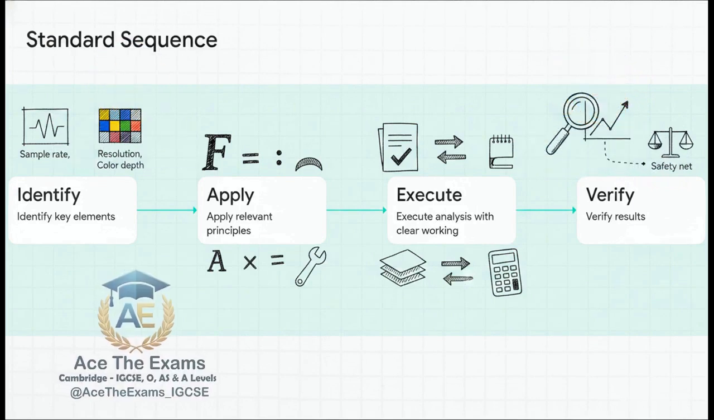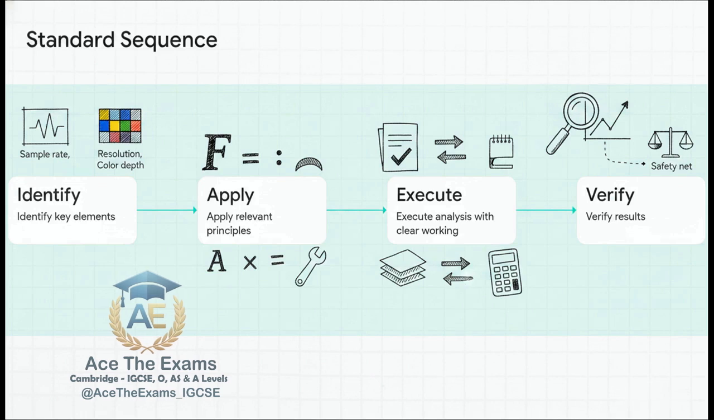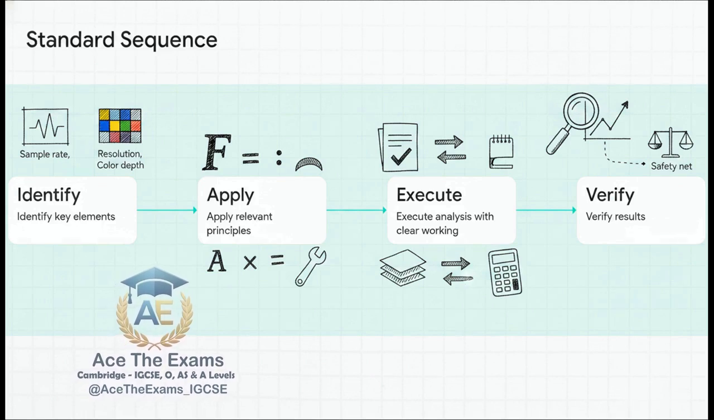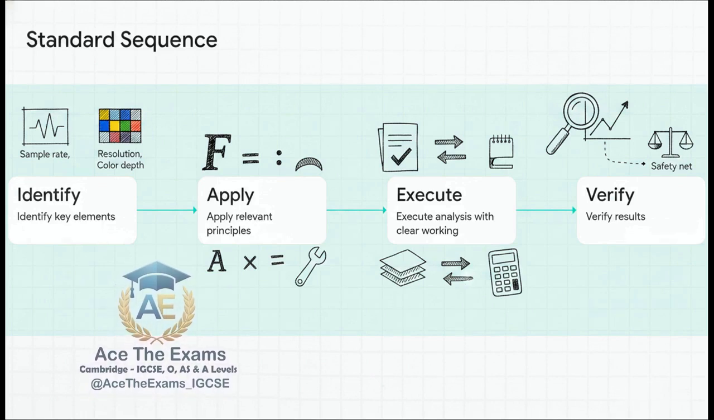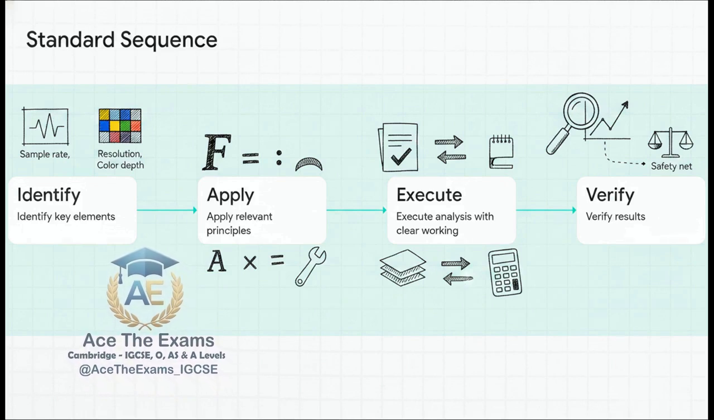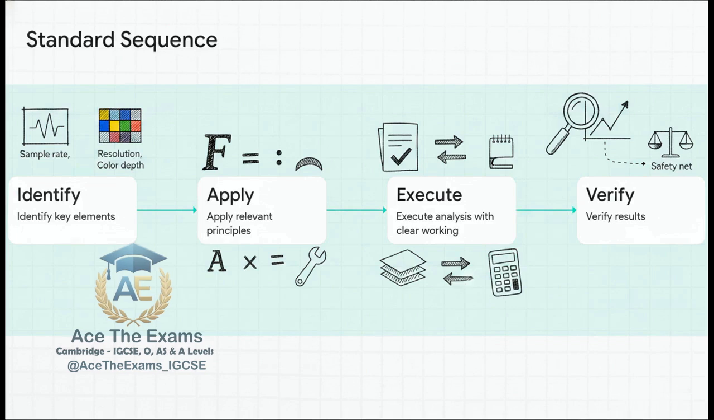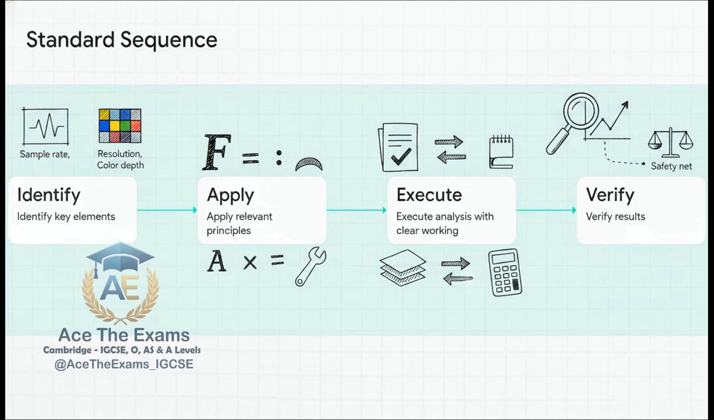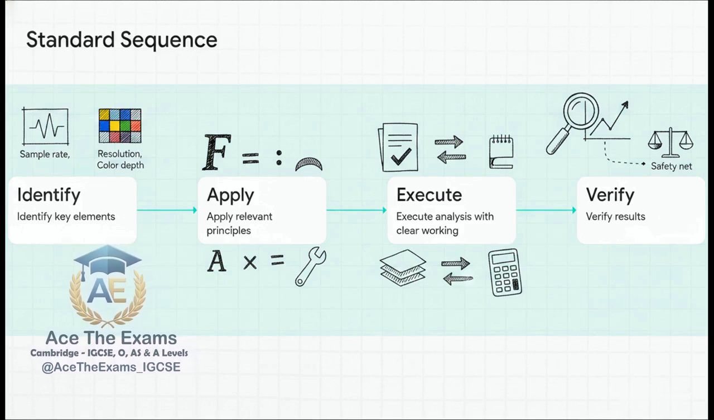Step 1. Identify the key elements. Are we dealing with sample rate and bit depth for a sound file, or resolution and color depth for a bitmap? Step 2, apply the relevant principles and formulas. Step 3, execute your analysis with clear working. And step 4, verify if your results actually make logical sense.